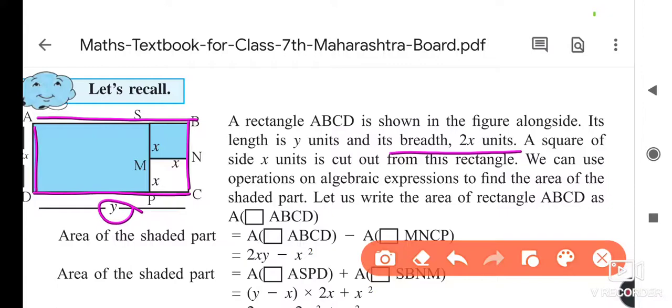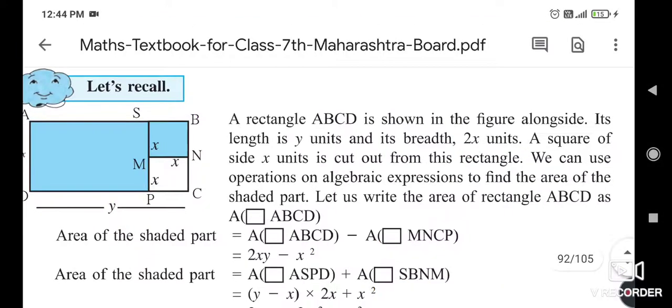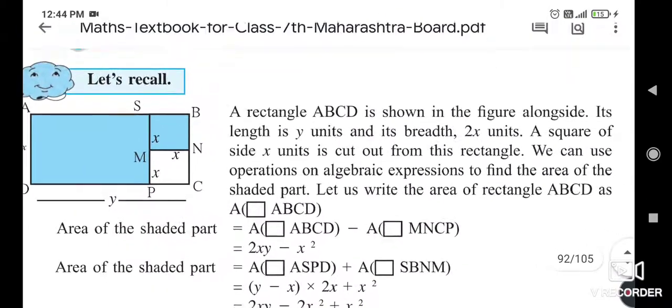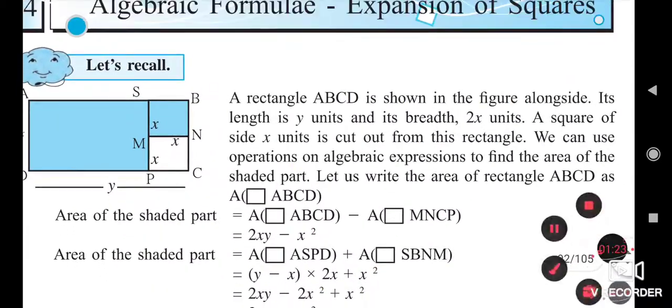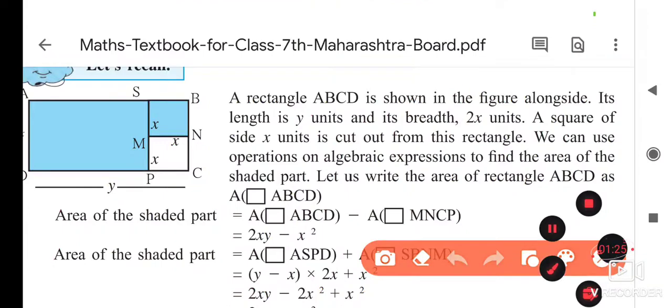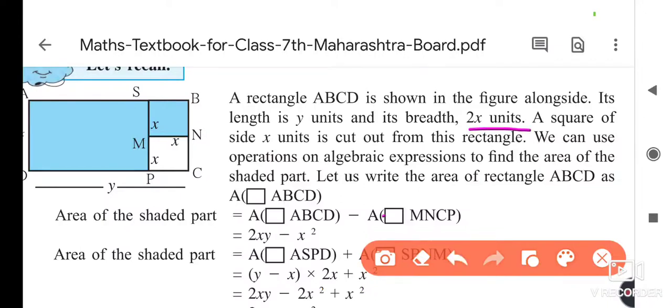Actually this lesson is a little bit difficult to understand, so you just pay proper attention to it. Once you understand it, there will be no problem, because these formulas are used throughout maths, whenever you are learning it. So it is very important. So 2x units is its breadth.